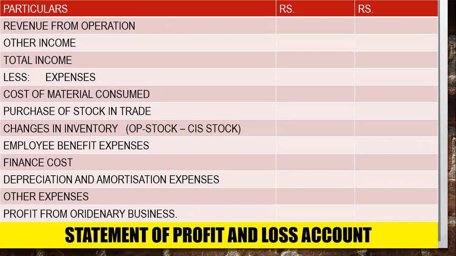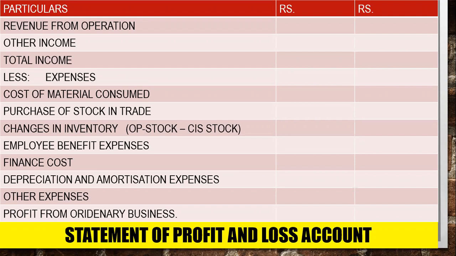Minus 5,000, because it's negative. Opening stock is 40,000 and closing stock is more than that, so 45,000. So you have to do 40 minus 45, and you will get minus 5,000. So you have to write minus over here.